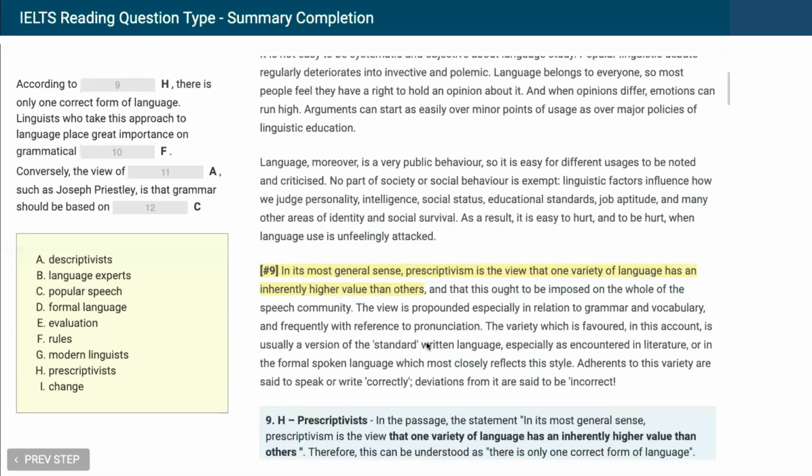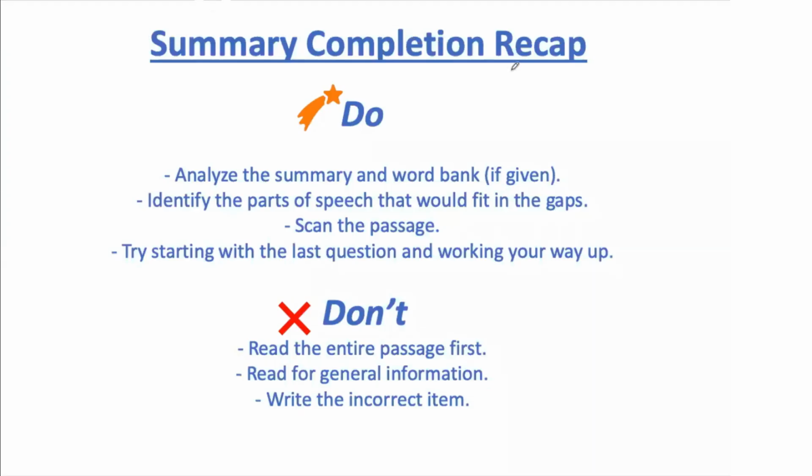Let's go through some recaps to wrap up this lesson. All right, here's a bit of a recap, some do's and don'ts. First thing, do analyze the summary that you're presented with and the word bank if it is given to you. Also, do identify the parts of speech that would fit in the gaps. Also understand, if you can, if a plural or a singular noun is needed. This will help you eliminate some options from the very beginning. In our case, they were all nouns, but this could help you, and it's always good to use these 2 steps to prepare yourself for the passage.